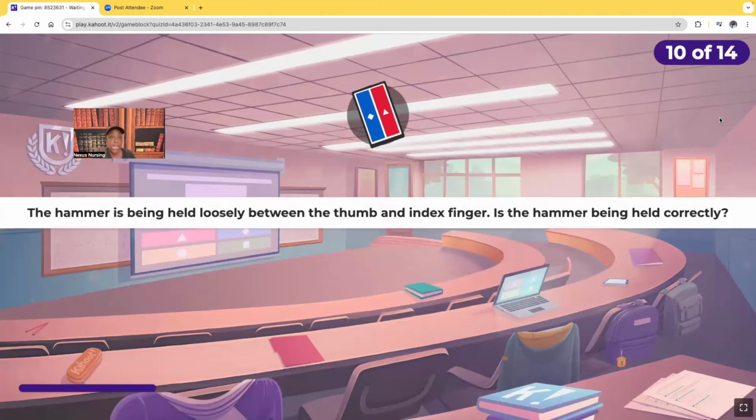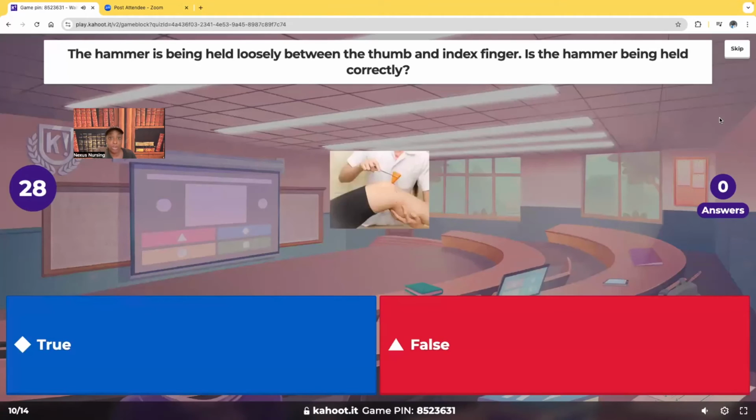All right, true or false? The hammer is being held loosely between the thumb and index finger. Is the hammer being held correctly? Let me tell you something. If you're in the nursing program and your school uses HESI, this is a HESI question. You better know this. And NCLEX asks this as well.